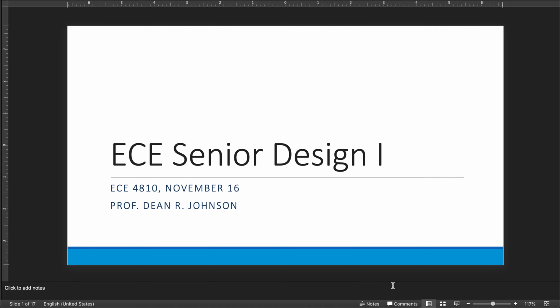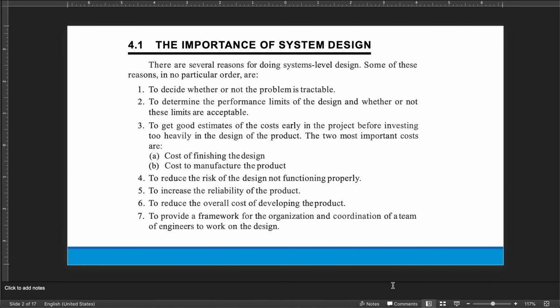Well, we're returning back to looking at the subject of system design. There are several reasons for doing system level design. I'll just read these really quickly: basically to find out if the problem is doable or tractable, to determine the performance limit of a design, to get good estimates of the cost, to reduce the risk of the design, to increase the reliability of the product, to reduce the overall cost, and to provide a framework for the organization and coordination of a team of engineers to work on the design.